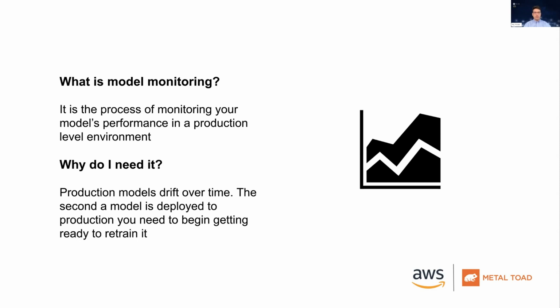When deploying machine learning models to production, there are several factors that can change over time. The model may start to drift from the performance you're expecting when you deployed it. The data being fed into your model may change over time, depending on your use case. The second a model is deployed to production, you already are going to need to get ready to retrain and redeploy it.